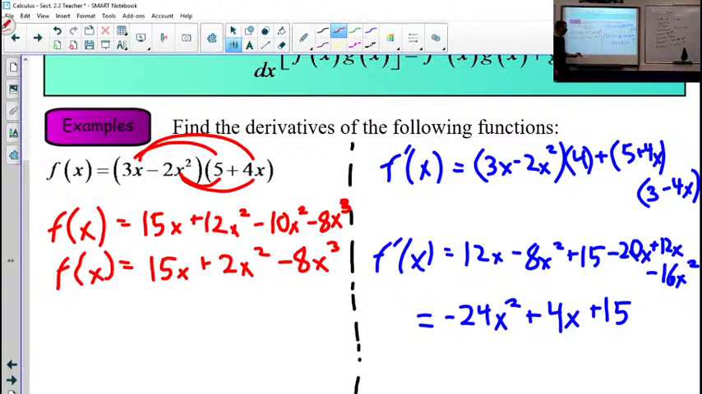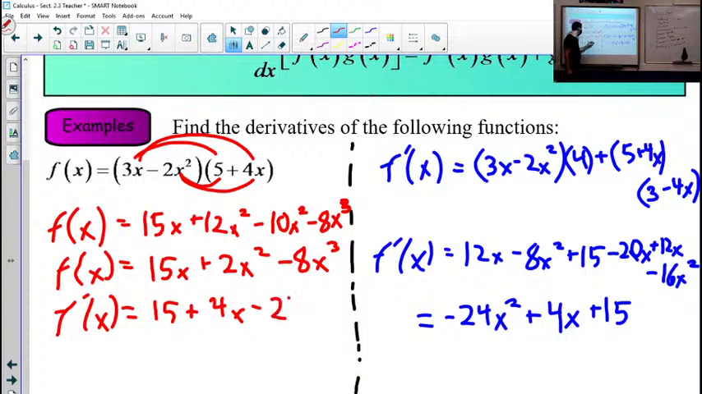Let's see what we get over here. Derivative of 15x is 15. Derivative of 2x squared, 4x. Derivative of 8x cubed, 3 times 8 is 24 x squared. Oh my goodness, it's the same answer.